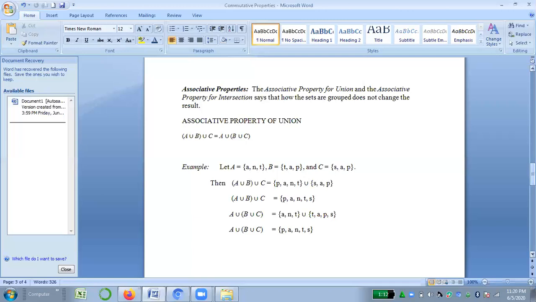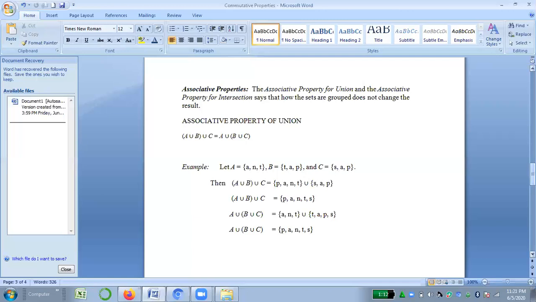So you can solve the first two sets in the bracket first and then the third, or you can solve the second and third set first, and then we will take the union of that answer with the first set A. So this is your own choice, and we have to prove or verify this property. So look at the example.